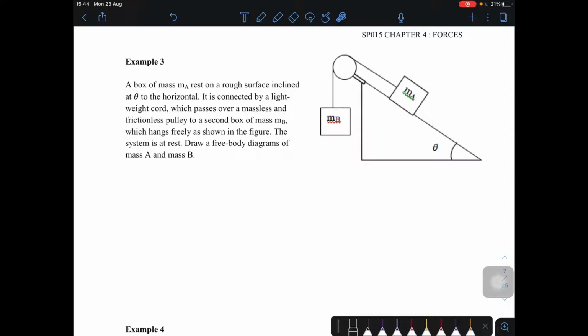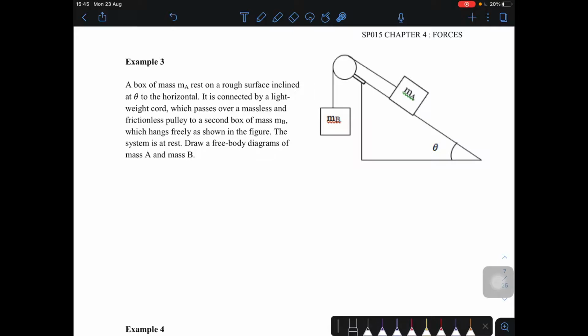Okay, next one, example 3. So a box of mass MA rests on a rough surface inclined at angle theta to the horizontal. It is connected by a lightweight cord which passes over a massless and frictionless pulley to a second box of mass MB which hangs freely. Okay, the system is at rest. Draw a free body diagram of mass A and mass B. Okay, so we have two box here, MA and MB. So 2 box, 2 free body diagram, 2 FBD.